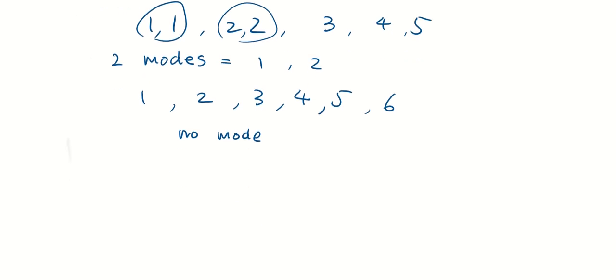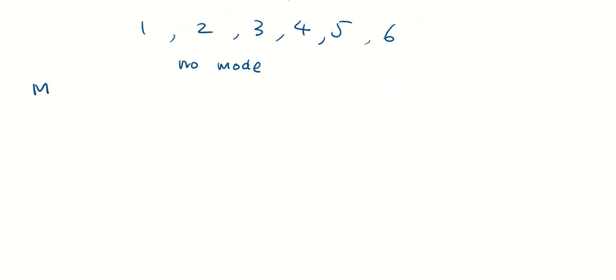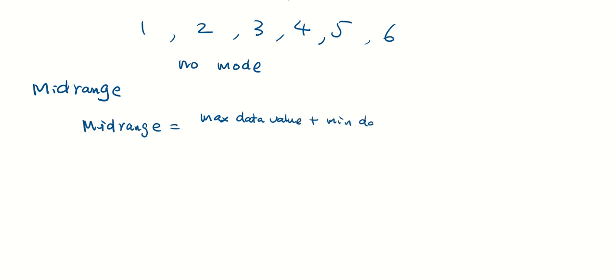Okay. Next, we'll talk about what is mid-range. It's actually pretty easy to calculate mid-range. The mid-range of a data set is the highest data value plus the lowest data value divided by 2. So I'll say maximum of the data value plus the minimum of the data value and divided by 2.